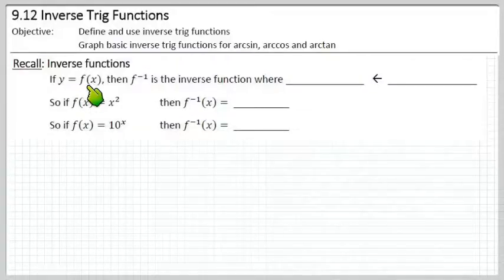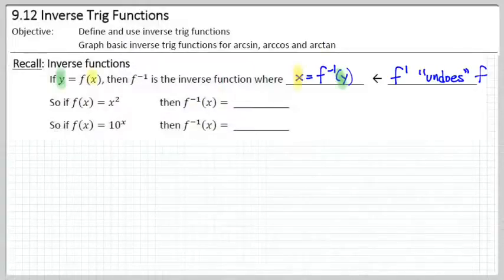So if I have a function f of x, this notation denotes the inverse function where, if I have a function which turns yellow into green, the inverse function takes that same green and turns it into yellow, where the inverse function undoes itself. The inverse undoes the original function.